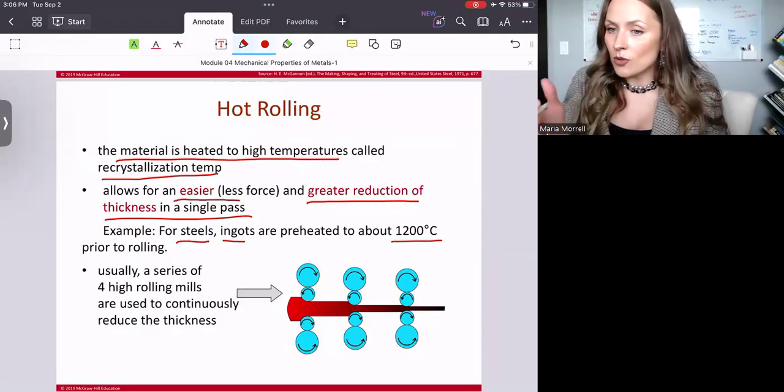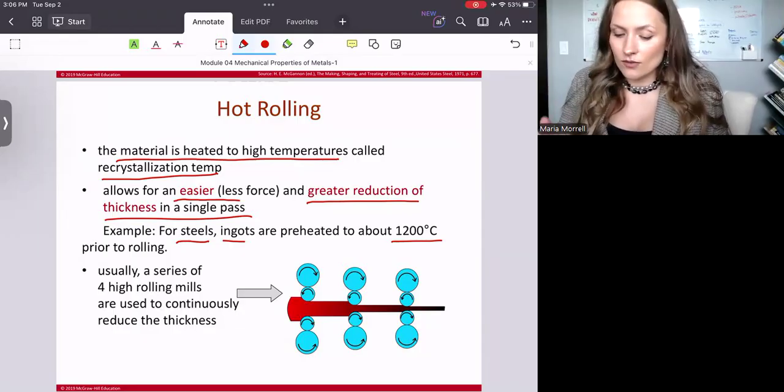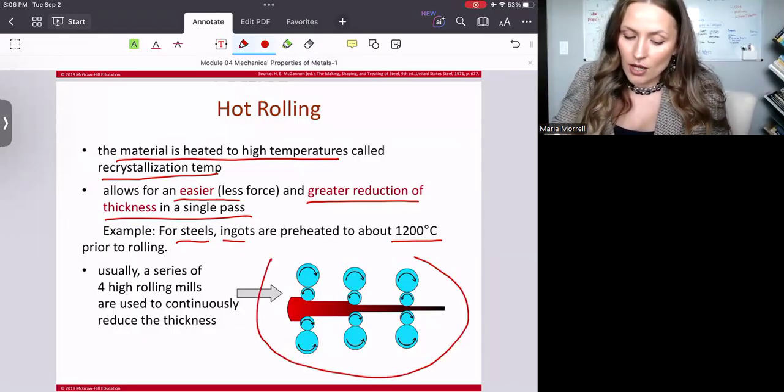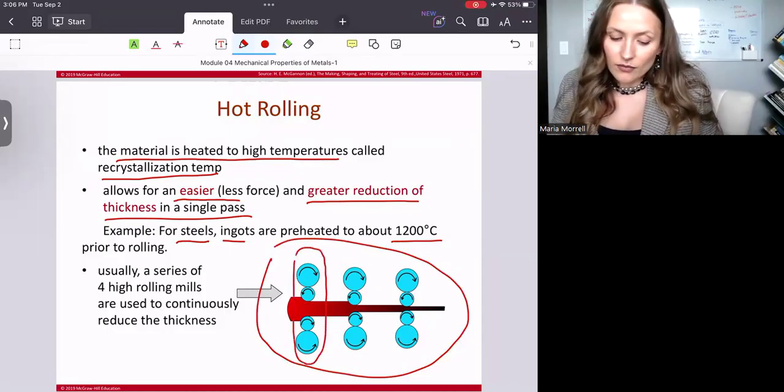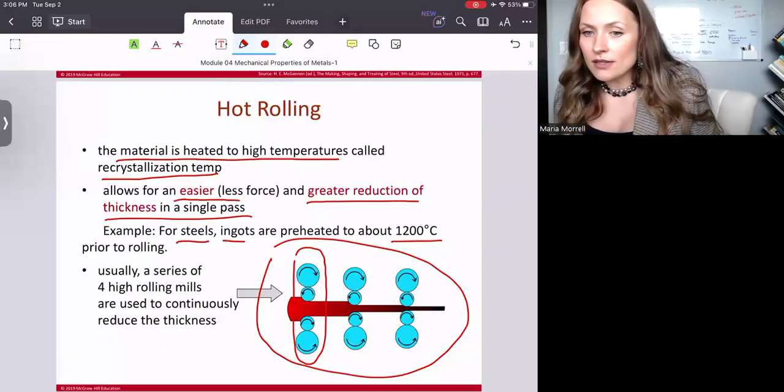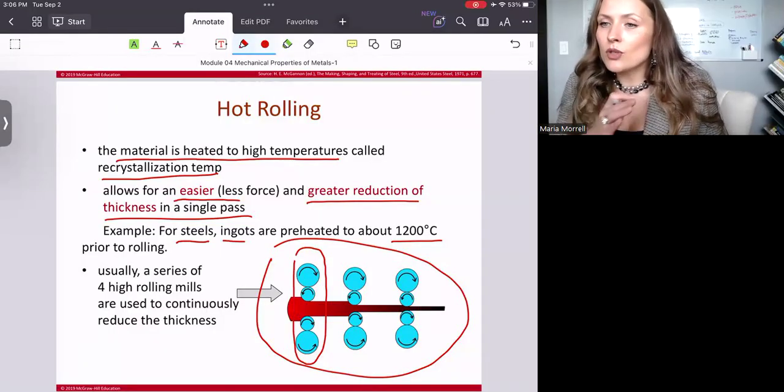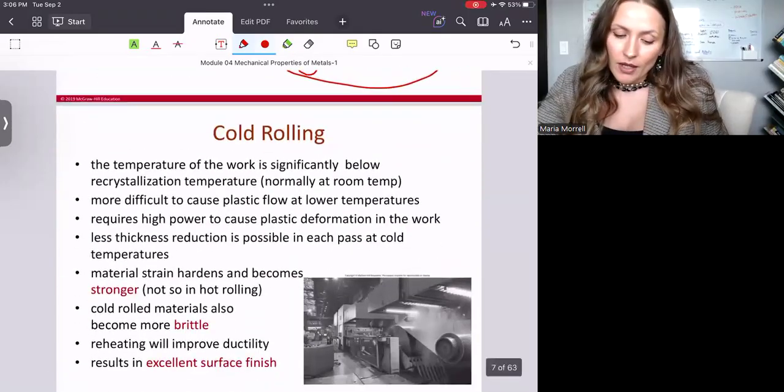And the hot rolling process looks something like this usually. We use a series of four rolling mills, and we do that to continuously reduce the thickness.